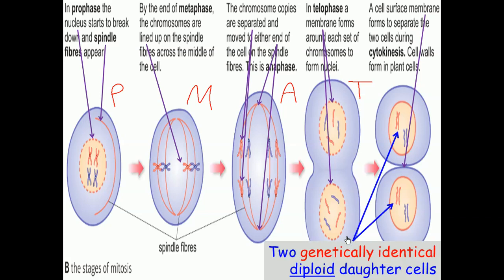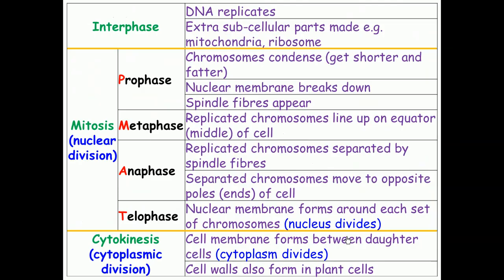Mitosis therefore results in two genetically identical diploid daughter cells. They are diploid because they contain two copies of each chromosome, and they are also genetically identical. As you can see in the nucleus, they contain the same DNA or same chromosomes. So here's a summary of mitosis. To recap, you've got interphase that happens before mitosis, where DNA replicates and extra subcellular parts are made, such as the mitochondria.